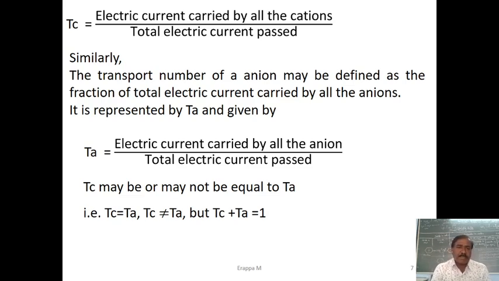On similar lines, the transport number of anion may be defined as the fraction of total electric current carried by all the anions. It is represented by Ta and is given mathematically by Ta equal to electric current carried by all the anions divided by total electric current passed. Here Tc may or may not be equal to Ta: for some electrolytes Tc equals Ta, for others Tc is not equal to Ta, but always Tc plus Ta is equal to 1.